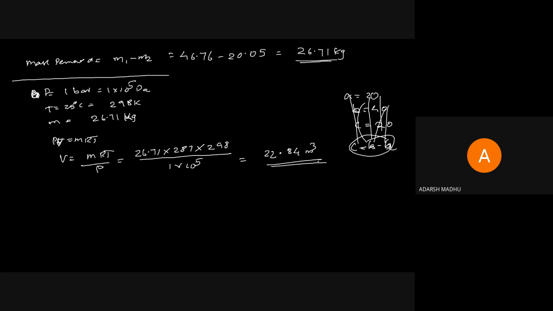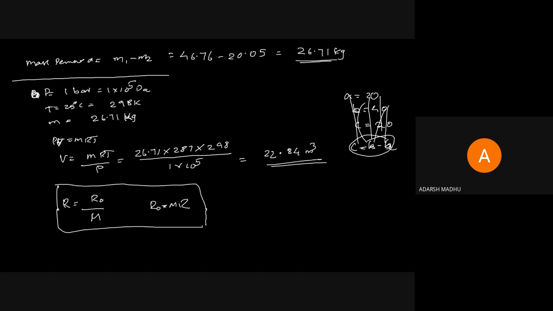In the case of molecular components, you want to take the universal gas constant R naught value, and the relation between R naught and R is R equal to R naught by M, right? That is R naught equal to M into R, where M equals molecular weight, R equals characteristic gas constant, and R naught equals universal gas constant. You should be very thorough with this relation.